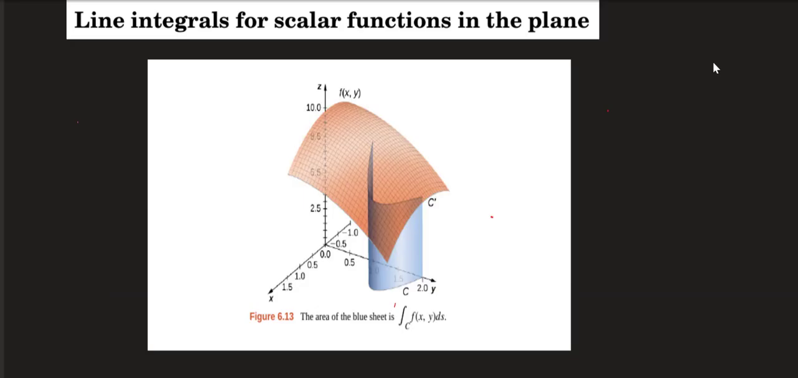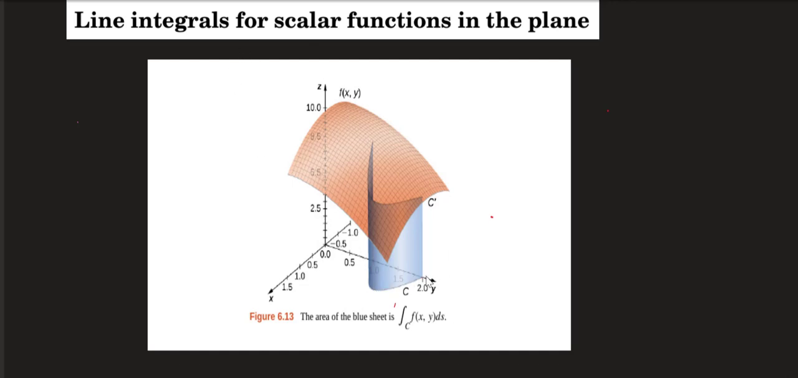Line integrals for a scalar function in the plane. Let's explain the concept of the line integral with these figures. If you consider f(x,y) as a scalar function and the curve C here, the area which intersects with the scalar function f defines the line integral of f over curve C. Let's see how we can get this.